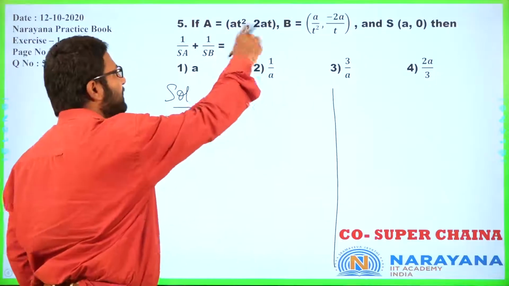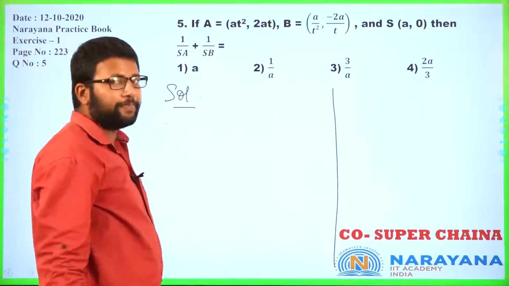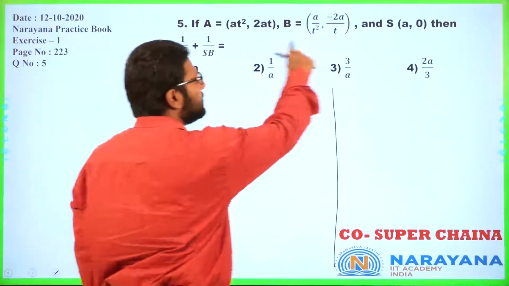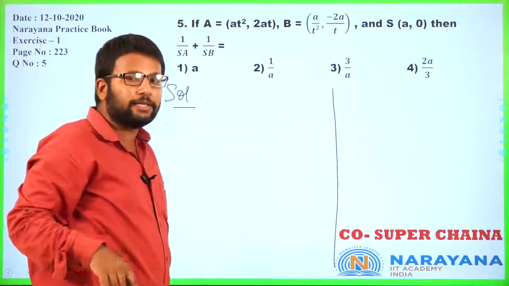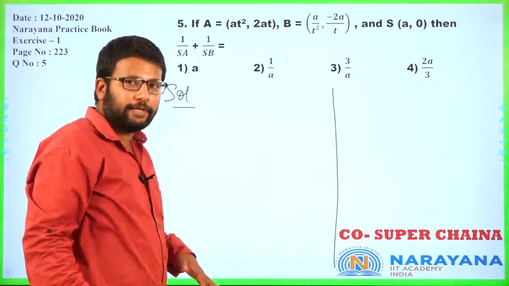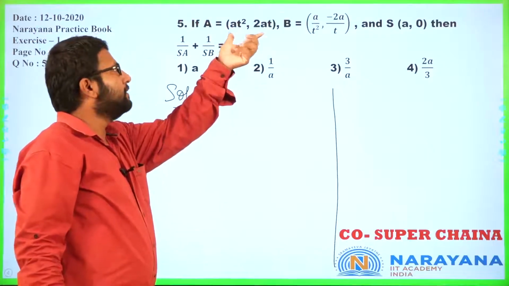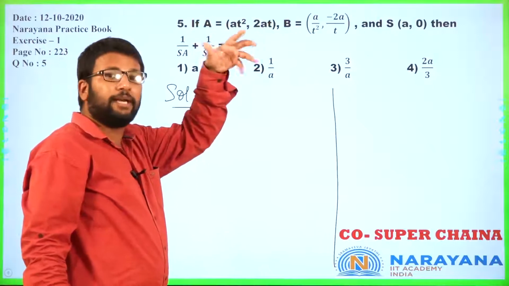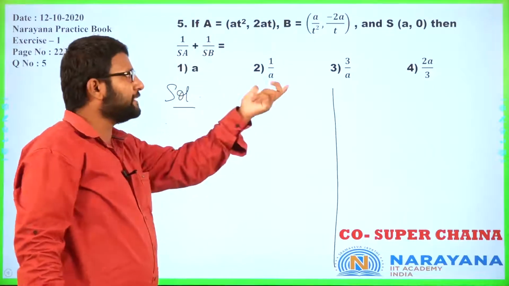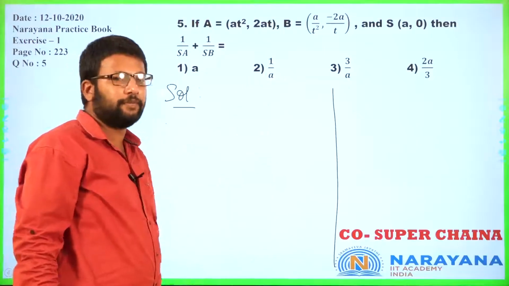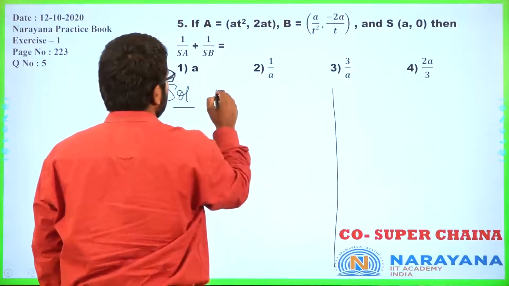So if t is a parameter, then they are asking the value of 1 by SA plus 1 by SB. Once again, observe in the options, there is no t in the options, which means your final answer will be completely independent of t, which is why it makes it so interesting that there are very specific points. There are infinite such pairs of points, but 1 by SA plus 1 by SB will always give you one fixed value, one constant value. Alright, so A is this, B is this, and S is this. Let us just write them.